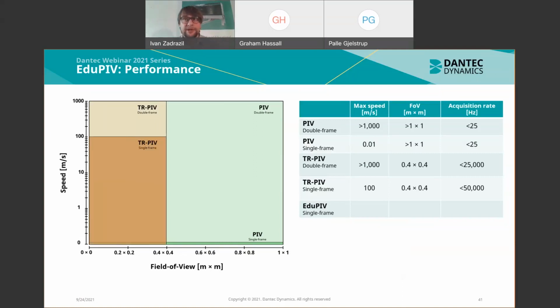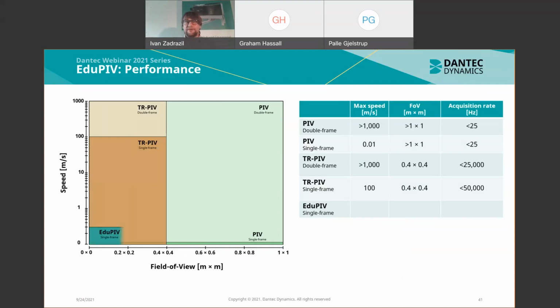However, typically TRPIV systems are used in a single frame mode to get temporal information for some vortex tracking and so on. With TRPIV operated in a single frame mode, we can measure speeds of 200 meters per second. The field of view is the same, and the acquisition rate is actually doubled, so it would be 50,000 hertz.